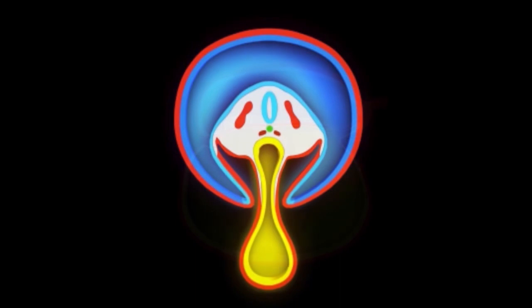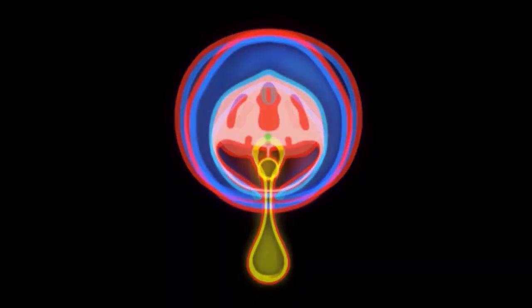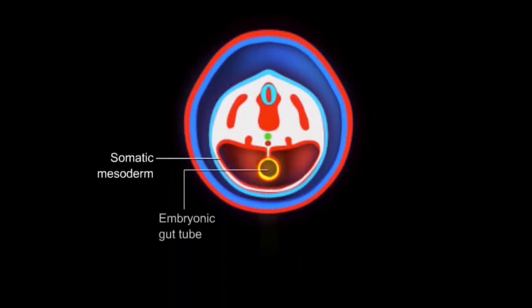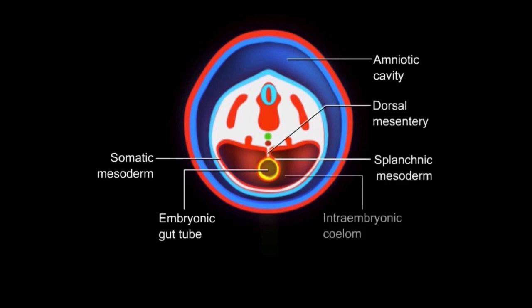A similar process occurs along the length of the embryo, but at the cranial and caudal portions, the yolk sac disconnects, leaving the gut tube suspended within the embryo without an omphalo-enteric duct connection. Let's consider the folding in the sagittal plane.